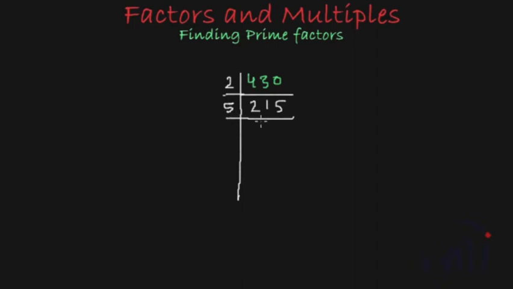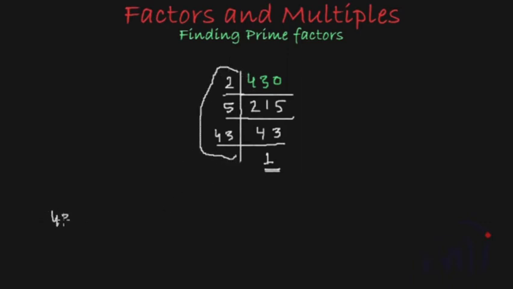So if I divide it by 5, 5 4s are 20 and 5 3s are 15. And this 43 is a prime number which will be divisible by either 1 or 43, right? So 43 1s are 43. And now if we talk about the prime factors, 1 is not a prime number. So these numbers are the prime factors of 430.